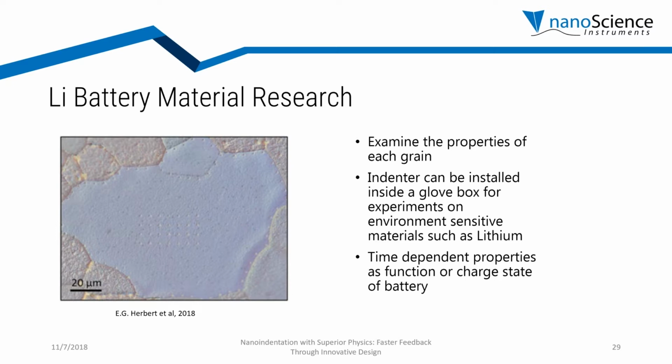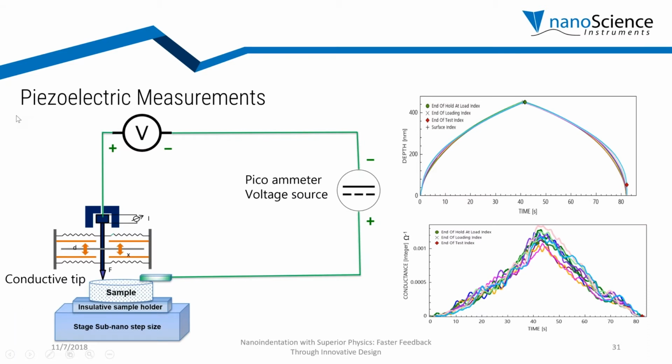Now, one thing I forgot to mention is that lithium material is also very environment sensitive. So you can't just perform these experiments in ambient air. What you can do is install the indenter inside a glove box, and so you can perform the experiments on the active materials also without any problem. So we talked about multiple experiments to measure the hardness and modulus in different kinds of materials, in battery materials, in nuclear materials, in additive manufactured materials and such.